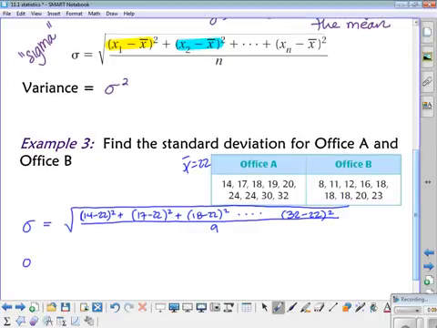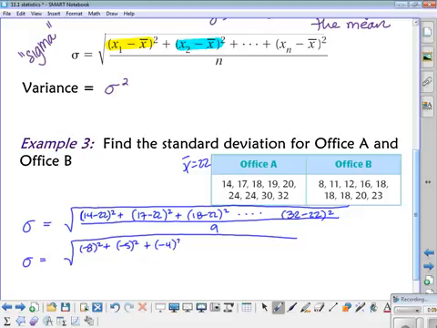Okay, so if I go through my list then, the 14 minus 22 comes out to -8, and I square that. 17 minus 22 is -5, and I square that. 18 minus 22 is -4, and I square that. Do I really care about the negatives if I'm squaring it? No. So really, I can just go through, okay, 19 to 22, that's 3. 20 to 22, that's 2. 24 to 22, that's 2. Another 24 to 22 is 2. 30 to 22 is a difference of 8. And 32 to 22 is a difference of 10. All divided by 9.